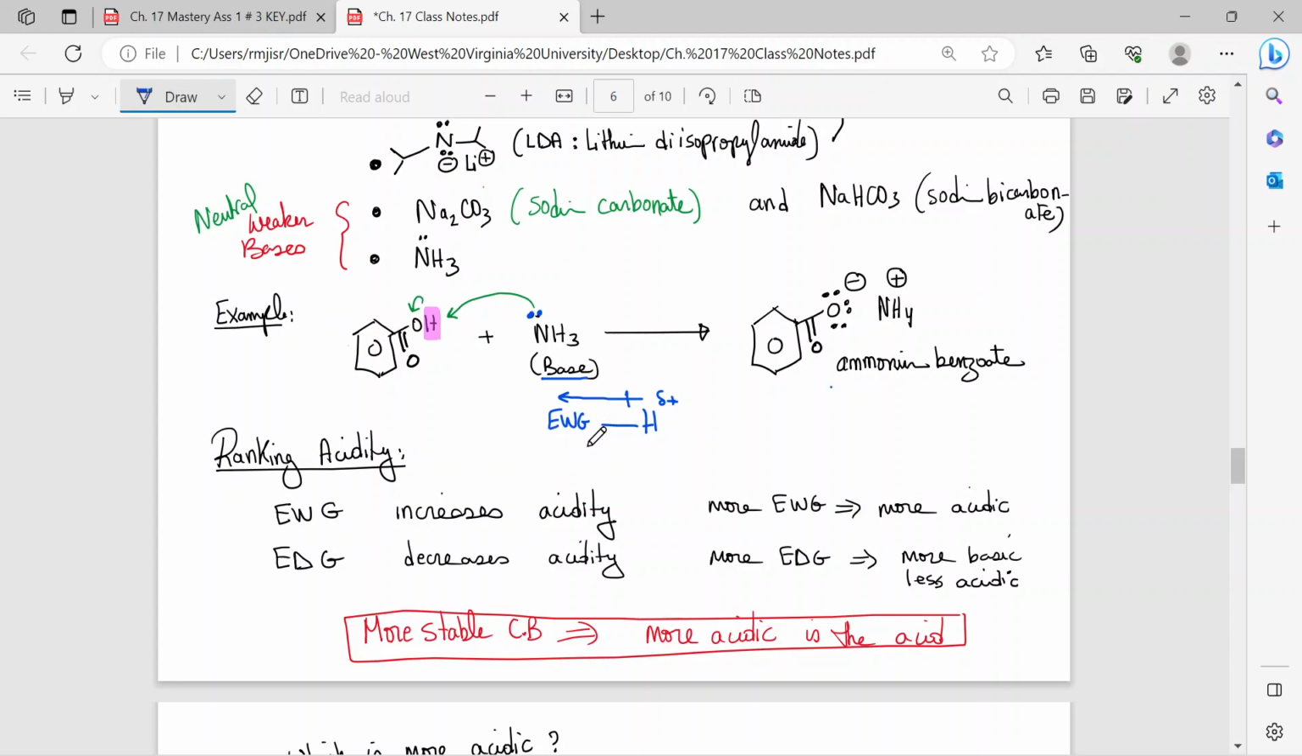Electron donating groups, on the other hand, donate electrons to the hydrogen. So they decrease the acidity of the hydrogen because the hydrogen will no longer be partial positive. So the more electron donating groups, the more basic the compound is and the less acidic the hydrogen is.